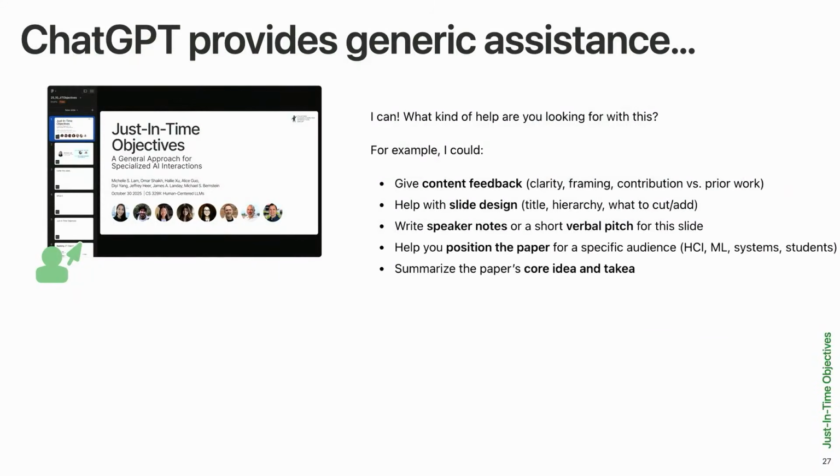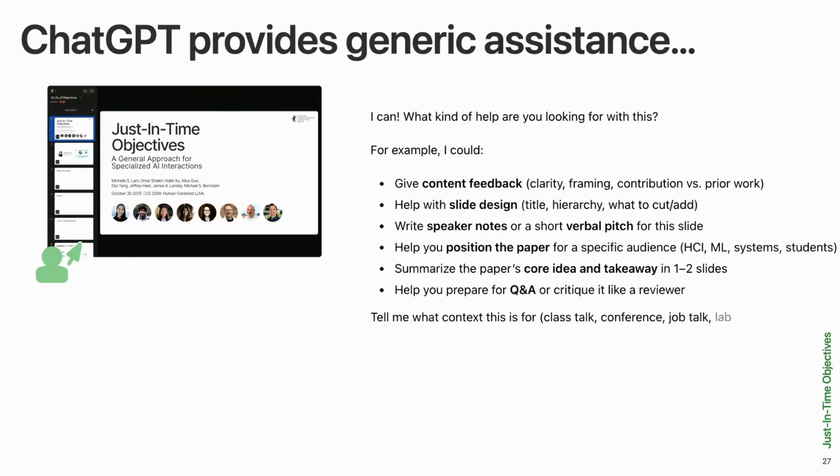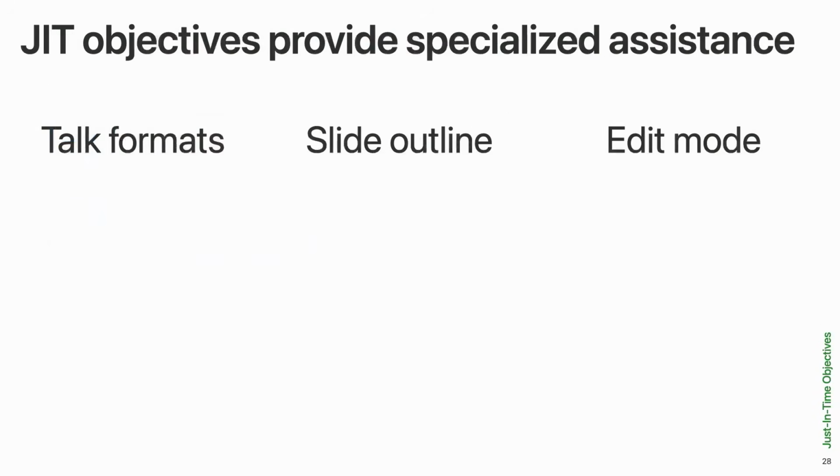So for reference, when I was working on those same slides and went to ChatGPT, I was provided some rather generic forms of assistance, and I went and did a long back and forth set of prompting to give the context and get the help that I wanted.